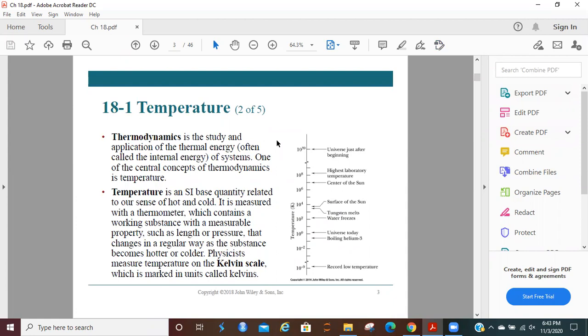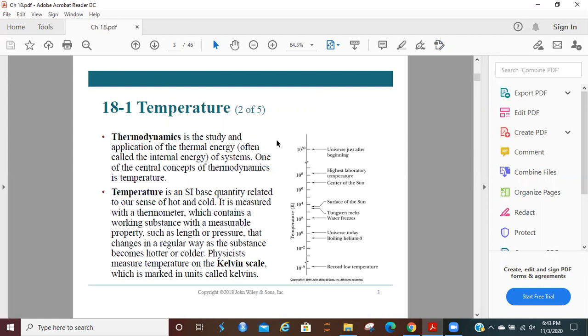Thermodynamics is the study and application of the thermal energy of systems. Often it's called internal energy. One of the central concepts of thermodynamics is temperature. Temperature is an SI-based quantity related to our sense of hot and cold.